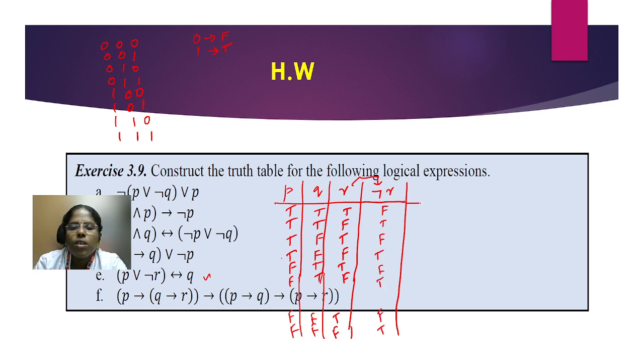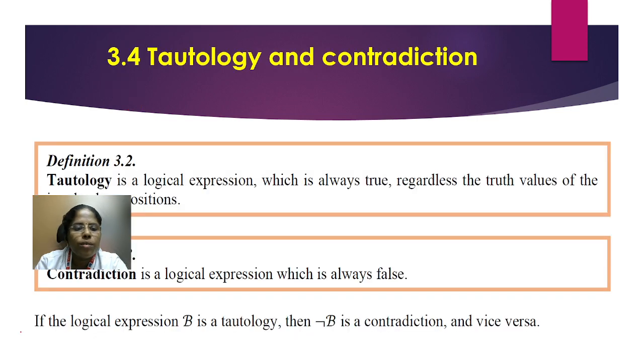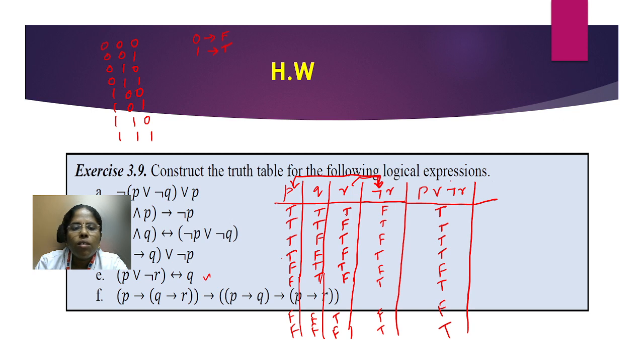Then we need to take P or not R. We need to consider these 2 columns. For or, if true comes, you will have true. So true, true, true, true, but here false. Here true, false again, here it is true. Okay, next thing, P or not R, and then implies Q. You need to go in this direction. That is, for true implies false you will have false, otherwise it becomes true.